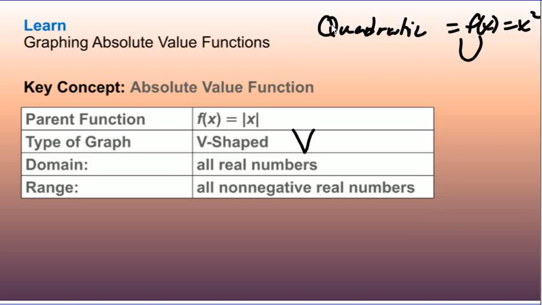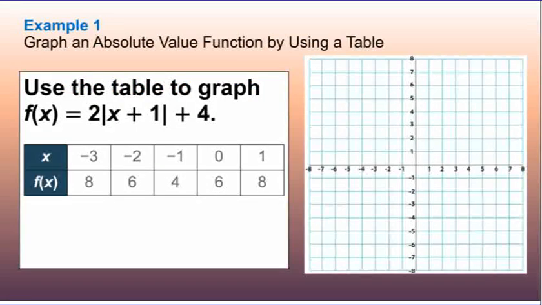For example 1, use the table to graph f of x equaling 2 times the absolute value of x plus 1 plus 4. So they're giving us the values. We need to just put those in there. So they did everything for us. If I put -3 in for x, -3 plus 1 is -2. The absolute value of -2 is 2. 2 times 2 is 4. 4 plus 4 is 8. So they did all the work for us. We just need to plot these on our graph.